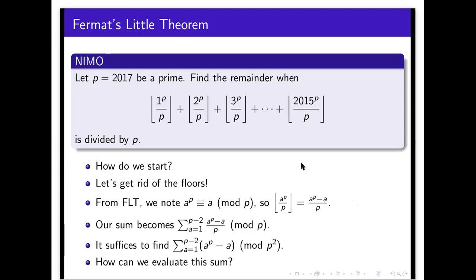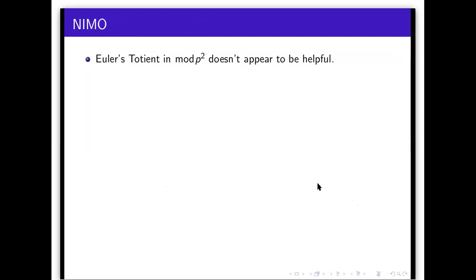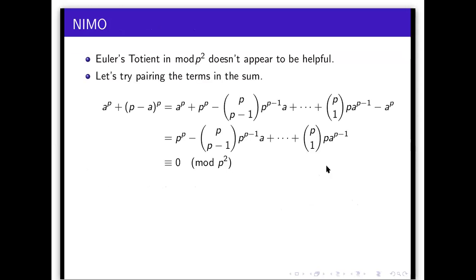Okay, so I think Alex has the idea. Here, if we use Euler's totient with mod p squared, it doesn't appear to be helpful. But something that we could do is try pairing the terms a and p minus a. And the reason we might try something like this is to see if something would cancel.